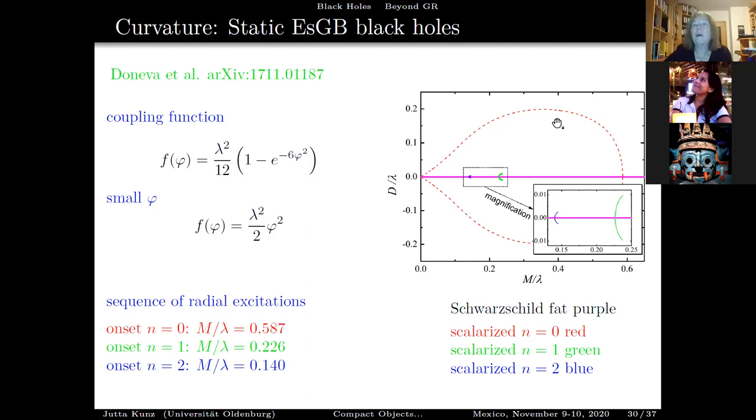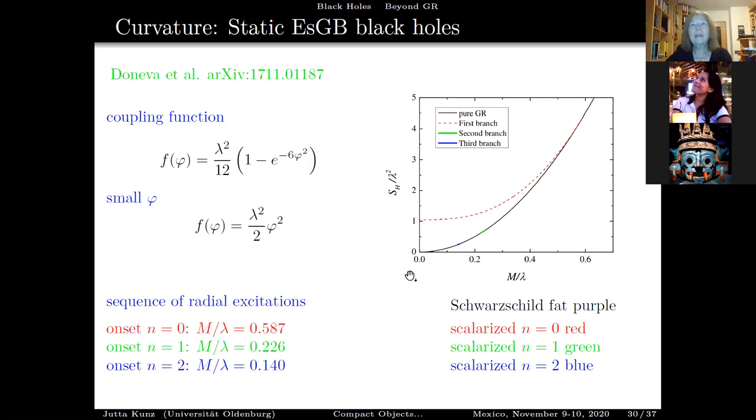And for this coupling function, and this makes it such a nice coupling function, this hairy black hole, where the scalar field is excited, is present, this is then the stable solution, and it doesn't have any unstable modes. So of course the scalar field can also have some radial excitations, which is also something interesting to study. But I will not dwell on this at the moment, but just demonstrate that when we look at the entropy, it will be higher for this scalarized black hole.